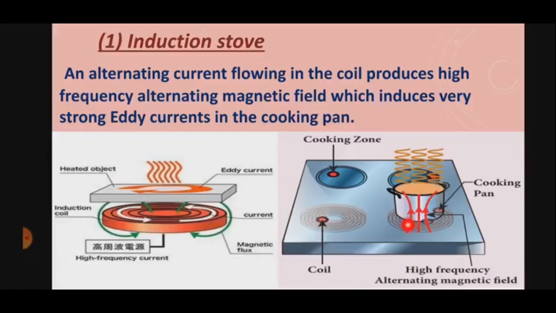When the stove is switched on, an alternating current flows through the copper wire. Alternating current flowing through the coil produces a high frequency alternating magnetic field. This high frequency alternating magnetic field induces a very strong eddy current in the cooking pan.